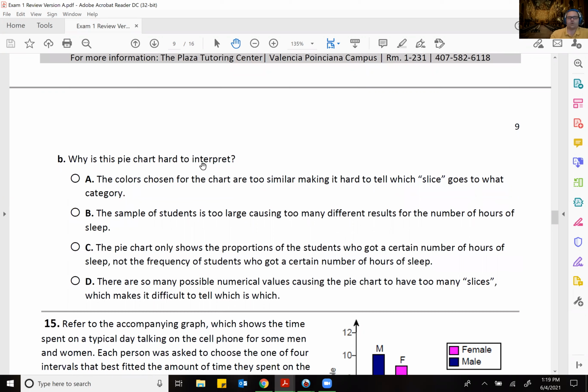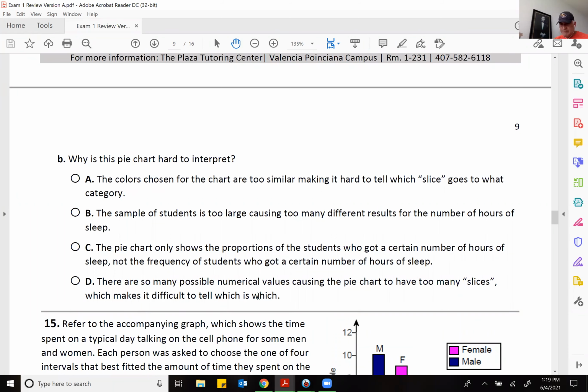Why is the pie chart hard to interpret? So the colors chosen for the chart are too similar, hard to tell slices. The sample of students is too large, causing too many different results. The pie chart shows the proportion of students who got a certain number of hours of sleep, not the frequency of the students. There are so many possible numerical values causing the pie chart to have too many slices, which makes it difficult to tell which is which.